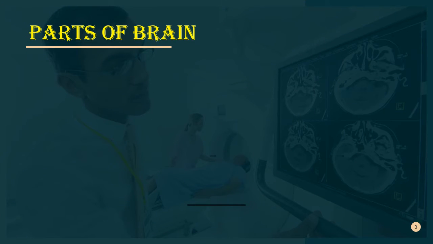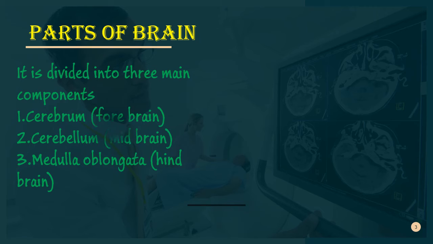Parts of the brain. The brain is divided into three main components: the cerebrum, that is the forebrain, the cerebellum, the midbrain, and the medulla oblongata, that is the hindbrain.